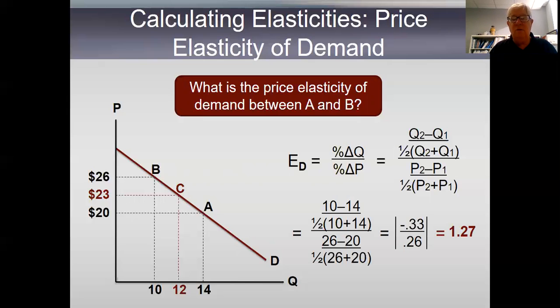So if we do this, here are the numbers that we come up with. And you see that we would have gotten a negative number, but they're taking the absolute value of that and giving us an elasticity of 1.27. Now, since it's greater than 1, we would say that point C is elastic.